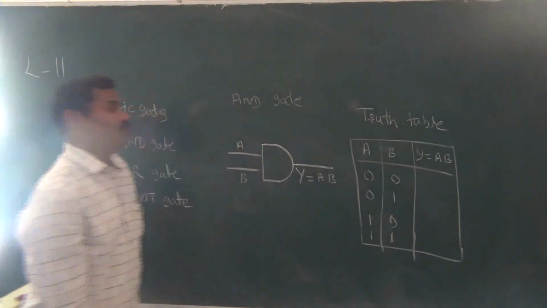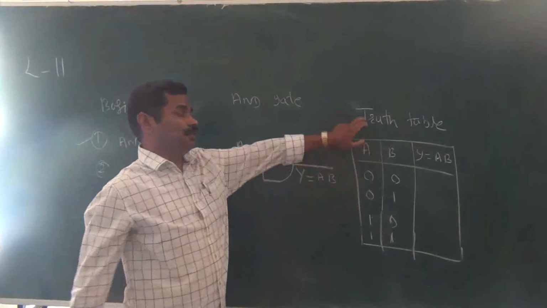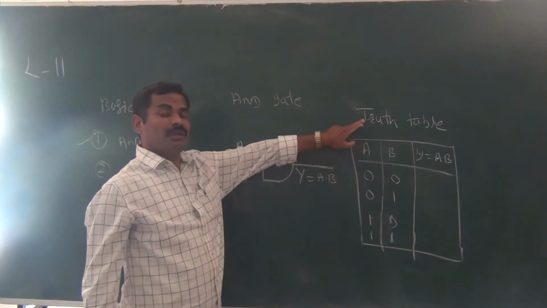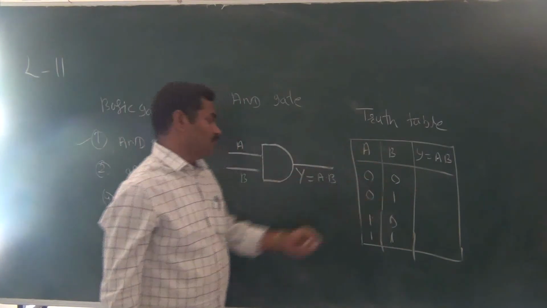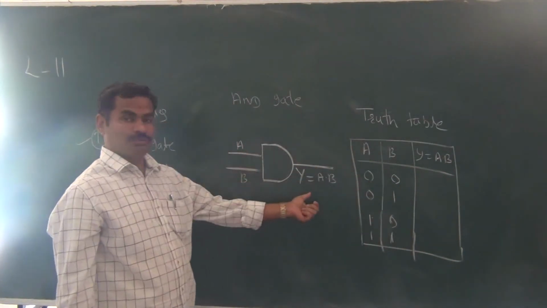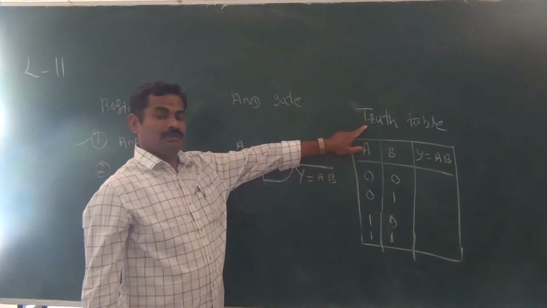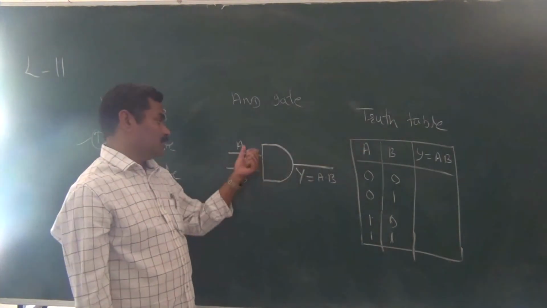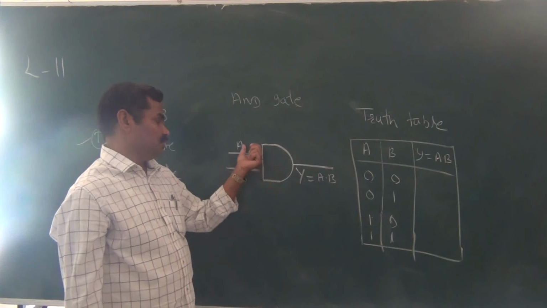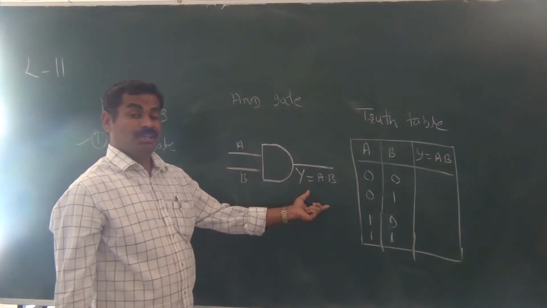Look here, what is a truth table? The truth table is nothing but a table that indicates the relation between the input and output. It shows the related input and output. It is the relation between the input and output.